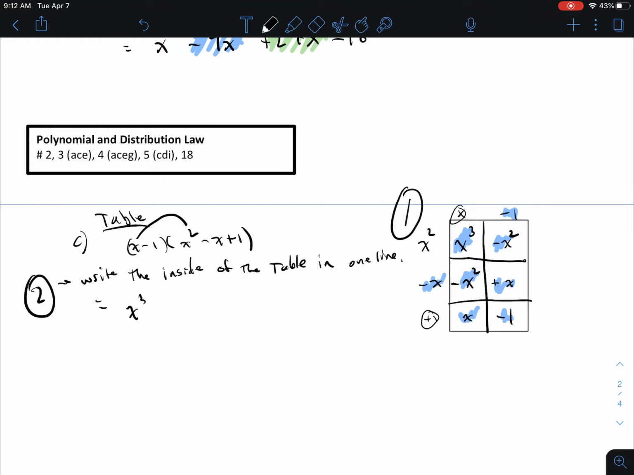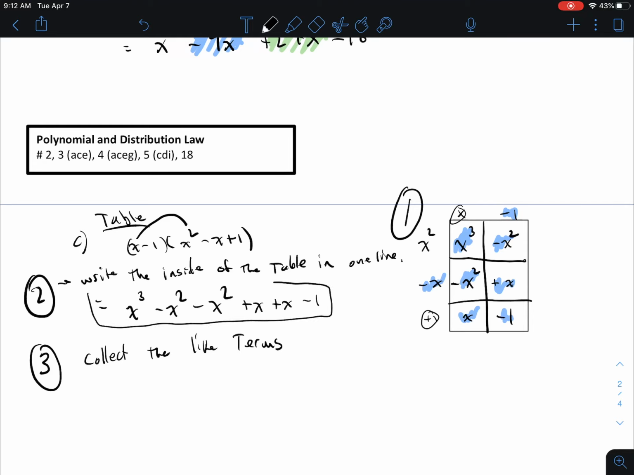Okay, so I'm just going to go, well, x cubed minus x squared plus an x and minus 1. And then your last step is just to collect the like terms. Right? So these are your steps. So this would be step 2, your answer for step 2, and your answer for step 3 should be the final one.